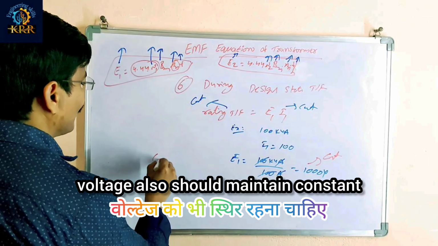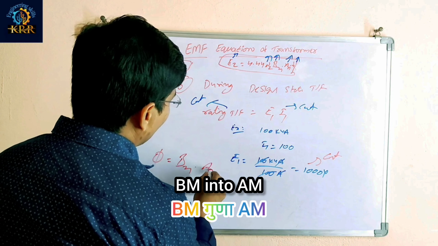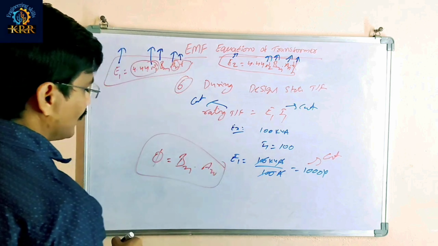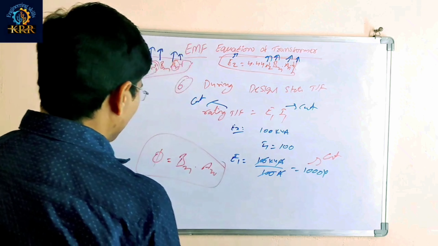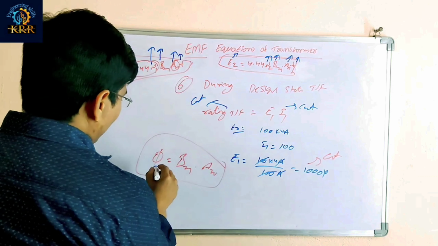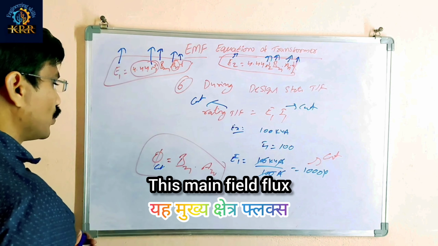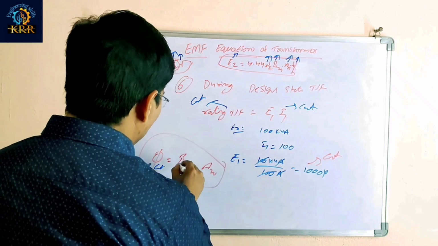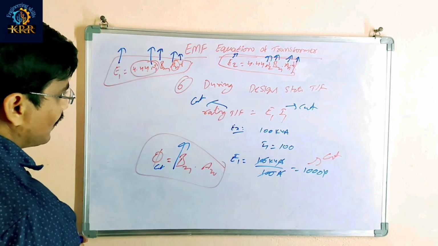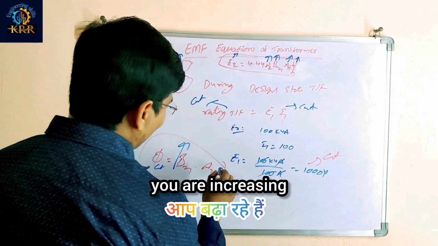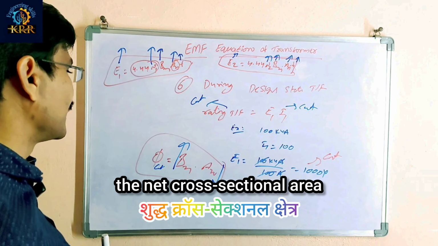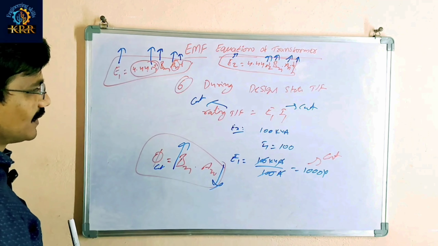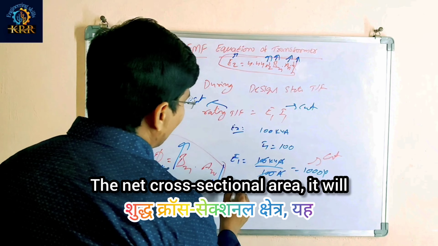Basically the flux is equal to Bm into An. This main field flux should be maintained constant. If the flux density you are increasing, the net cross sectional area will be reducing.